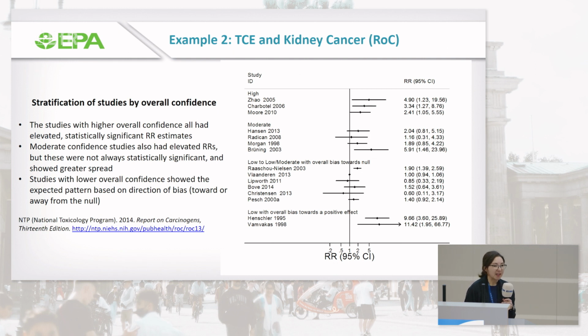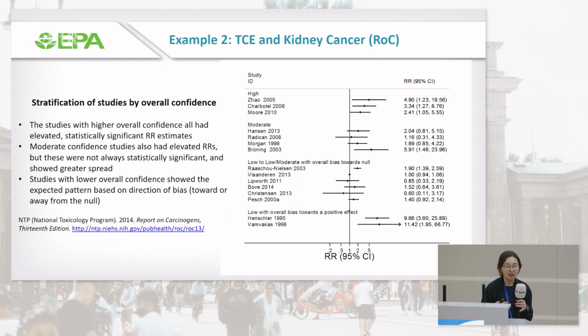Now, this is showing the same set of studies, but rather than being arrayed by the level of exposure experienced by study participants, they're arrayed by the overall confidence rating for the study. So at the top, we have studies that were considered to be higher confidence. In other words, they had lower risk of bias ratings. In the middle is the moderate confidence studies. And then I thought this was very, very informative.